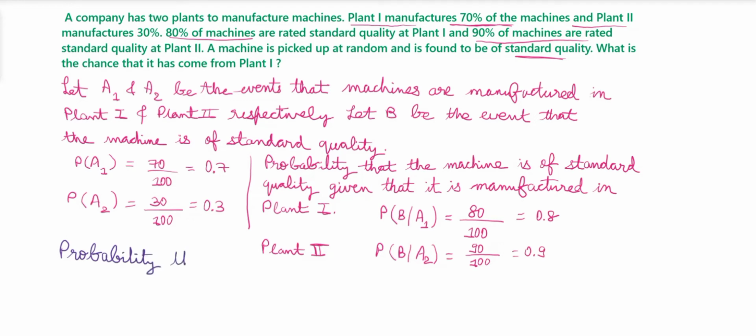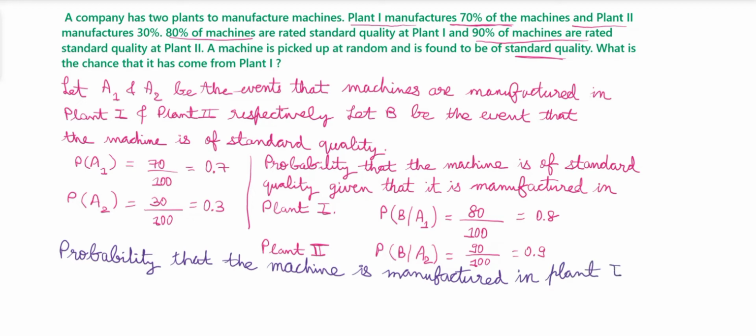Now we have to find what is the chance that it has come from plant 1. The machine is of standard quality and it has come from plant 1, which means the condition given to us is that the machine should be of standard quality and it should be manufactured in plant 1, which means we'll write the probability that a machine is manufactured in plant 1 given that it is of standard quality.